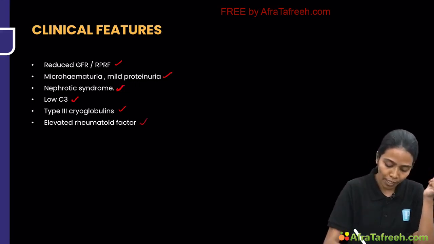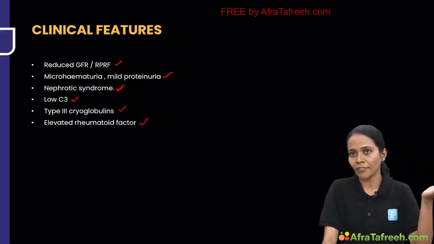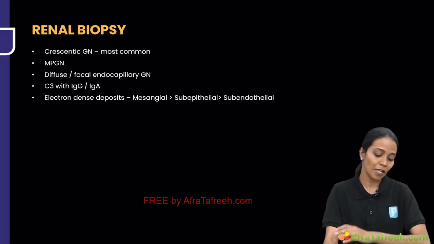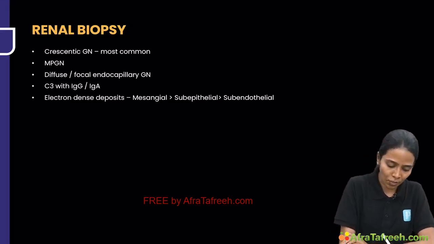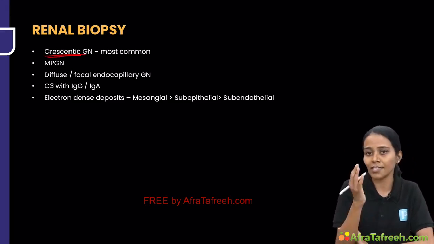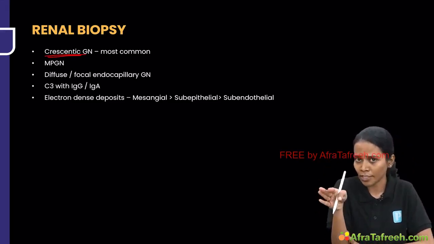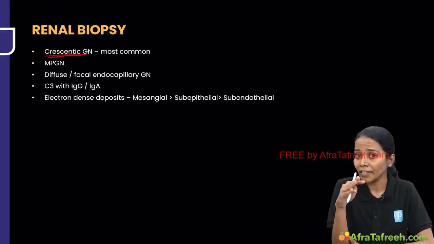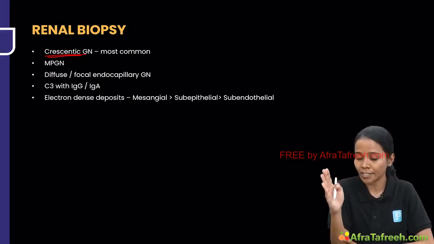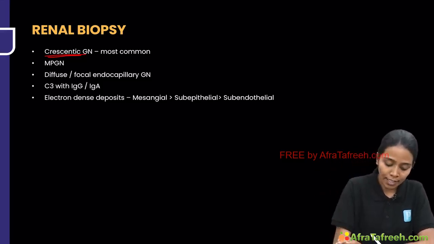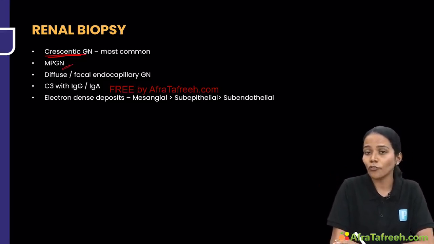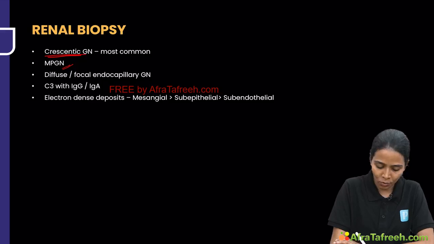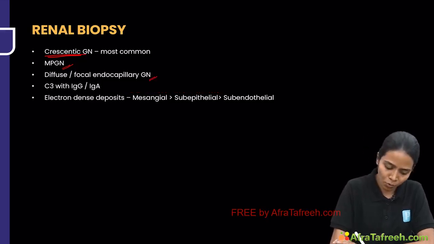And there can also be elevated rheumatoid factor like we saw in the other condition. Now, in the biopsy, most common is crescentic GN, okay. So we saw that PSGN crescents are rare. IV associated also crescents can be there. But in infective endocarditis associated, crescents are most common, okay. There can be membranoproliferative glomerulonephritis, diffuse or focal endocapillary GN, okay. So these are the other presentations. Just remember, crescents are most common.